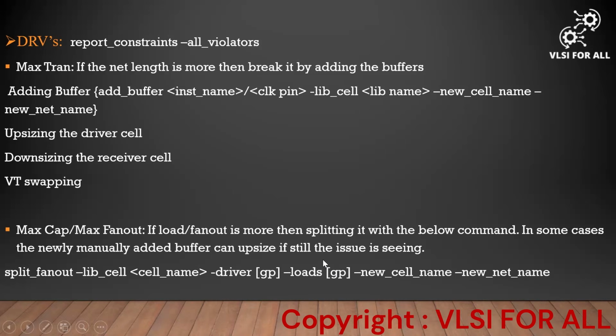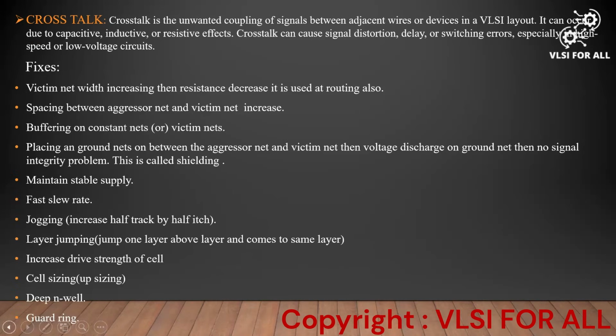Now moving to the next stage, crosstalk. So what is crosstalk generally? Crosstalk means whenever any unwanted coupling capacitance develops between two nets, it is called crosstalk. It means one net is interfering with another, communicating between two nets, which is not expected. It causes signal distortion, delay, or voltage related issues.